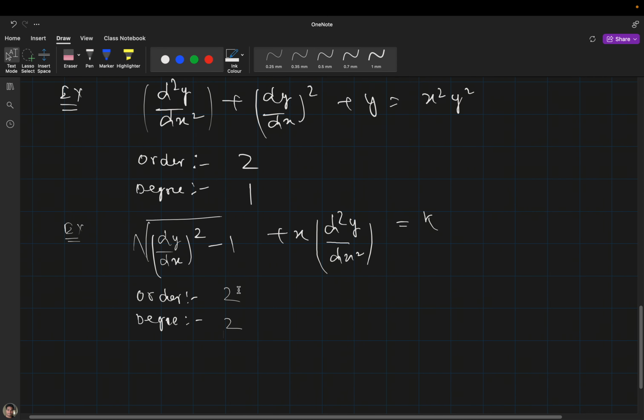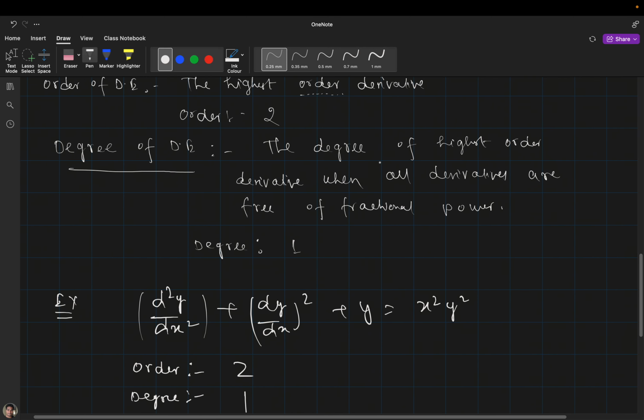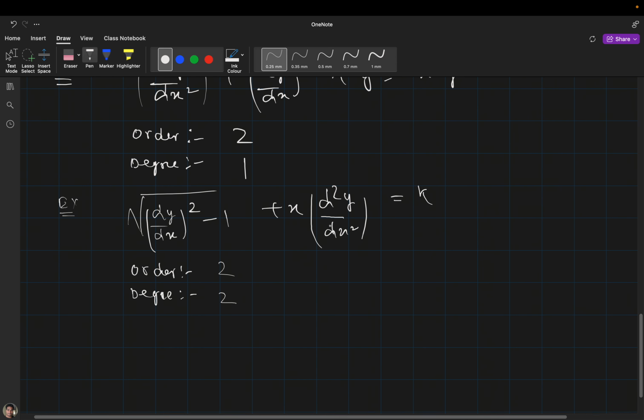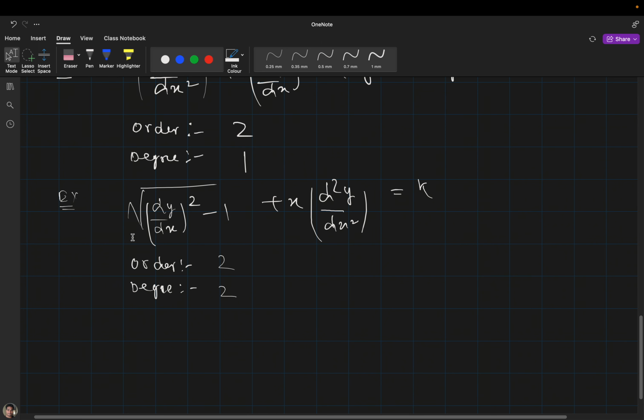Because in the definition of the degree, you have to be very careful. It says that the equation must be free of fractional powers, which means that you have to remove all those fractional powers. Then you have to decide what is the degree. Here you can see that there is a square root, which means that first you have to make it free from fractional powers. Then you have to square it, okay?